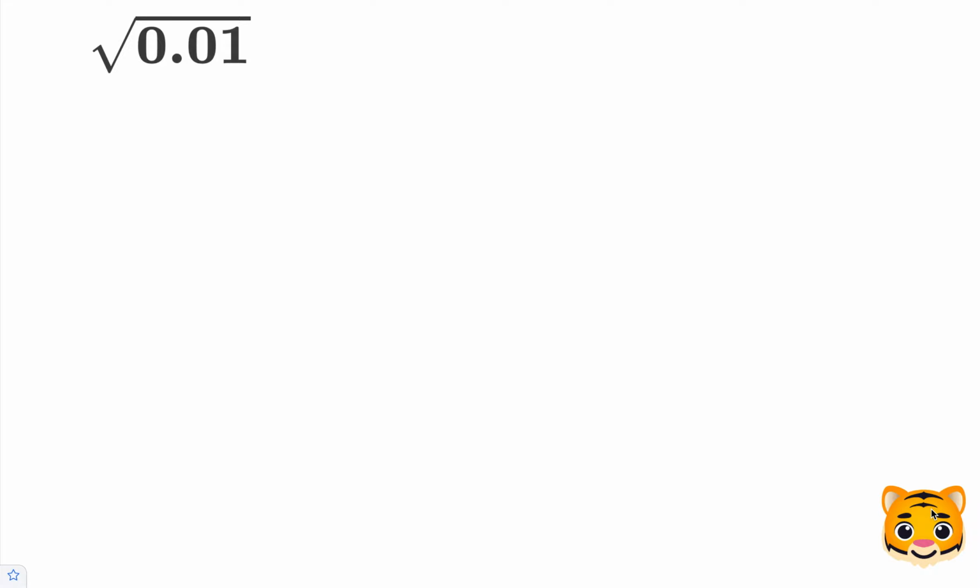In this example, we'll be finding the square root of 0.01. To do this, we want to turn this decimal of 0.01 into a fraction. 0.01 as a fraction is 1 over 100. Now that's our first step, but before we move forward, we want to review an important math rule.